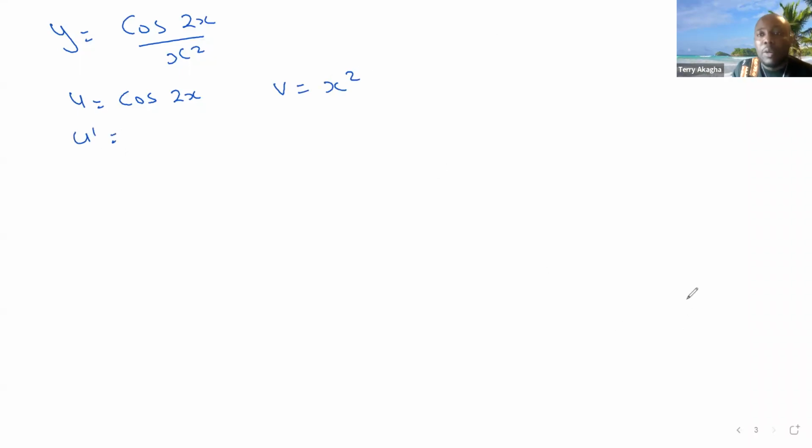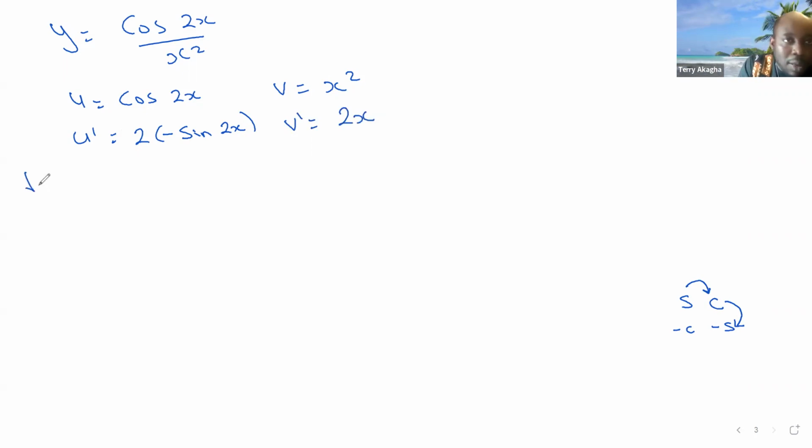So the u prime we're going to give you. Remember I told you, if you differentiate cosine, it's going to give you what? Minus sine. So this is going to give you minus 2 sine 2x. Can you see? And the v prime is going to give you 2x. Put it back into the formula. dy over dx is going to give you v u prime minus u v prime, divided by v squared.